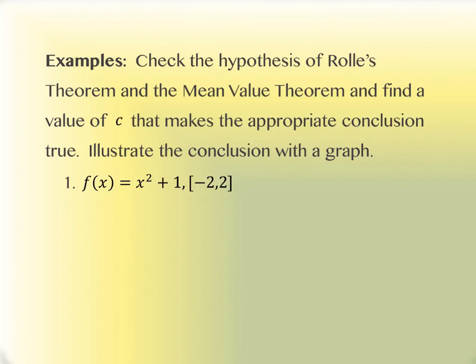The first example tells us that we're going to check the hypotheses of Rolle's theorem and the mean value theorem, because the hypotheses will tell you which theorem you're using. That's the kicker, all right? And we're going to find a value c that makes the conclusions true. And we're going to illustrate the conclusion with a graph. So we're going to draw a picture when we're done. All right, so there's a lot of things going on here. The first thing it says to do, though, is to check the hypotheses.